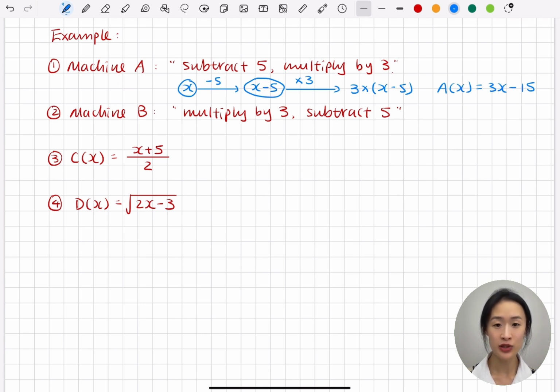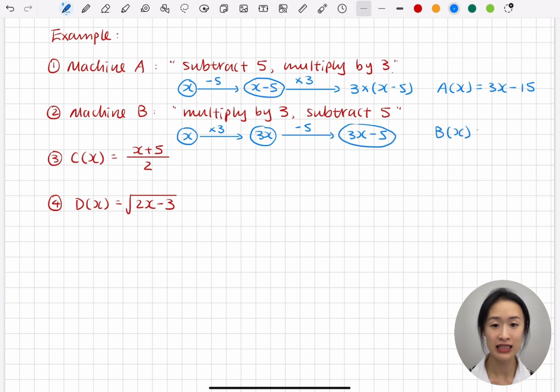Now let's look at machine B. So now machine B takes the input x, times that by 3 is 3x. And then subtract 5 from 3x. So that will give me 3x take away 5.